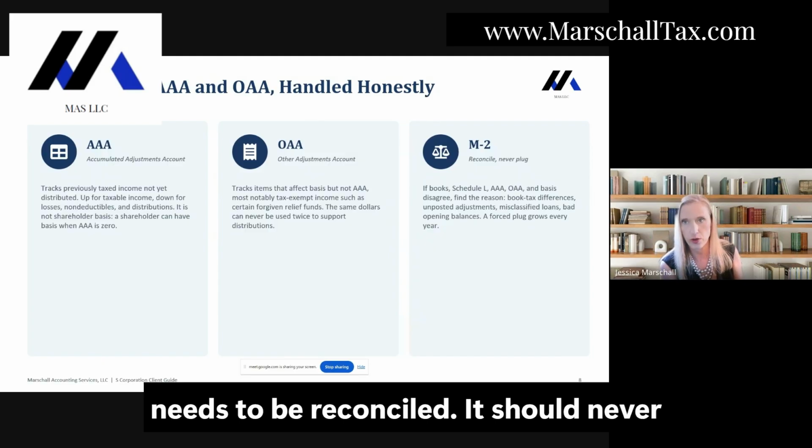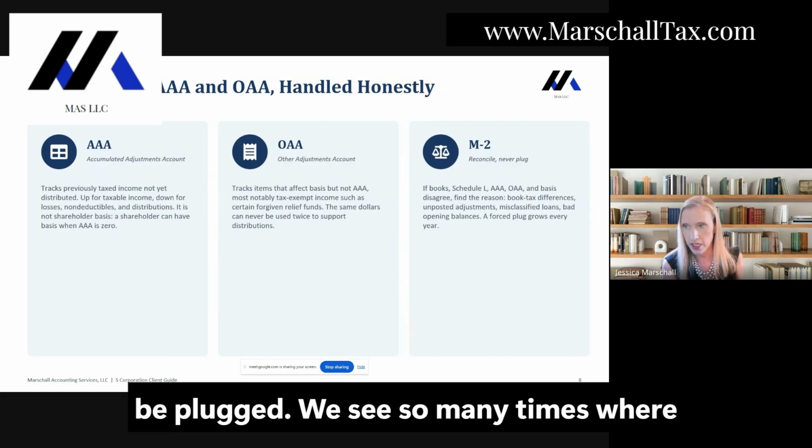And then the M-2 needs to be reconciled. It should never be plugged. We see so many times where this is just plugged.